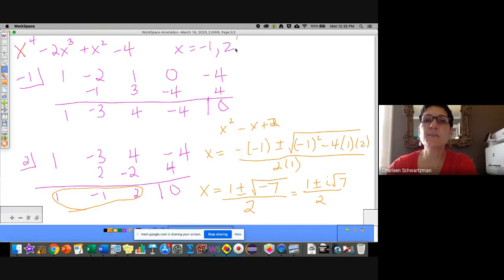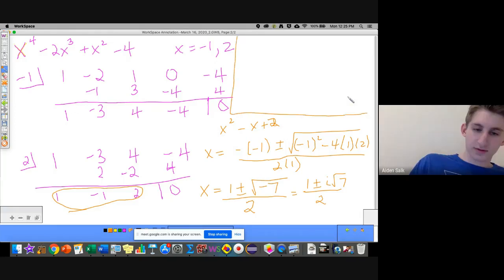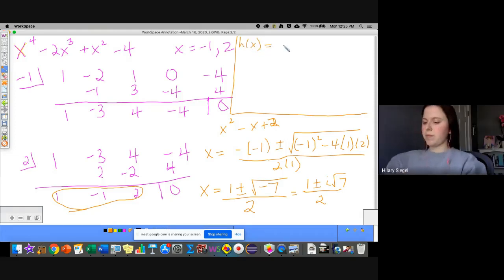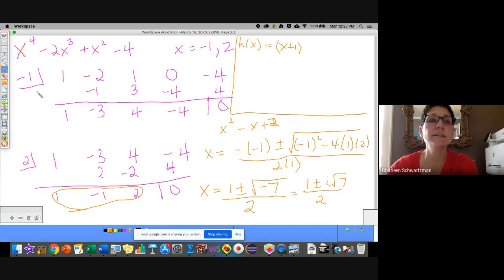If I want to write this as the product of its linear factors, and I go back to that, I think it was h of x, it would be equal to x plus 1, because -1 was a root, so x plus 1 is a factor, times x minus 2, because 2 was a root, so x minus 2 is a factor. How do I write these two as factors? If I did 1 plus i root 7 all over 2, and I know the other root is 1 minus i root 7 over 2, how would I write those as factors?